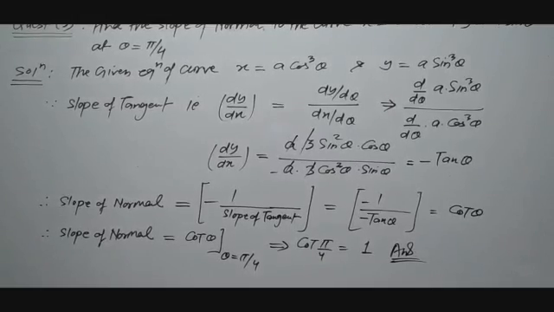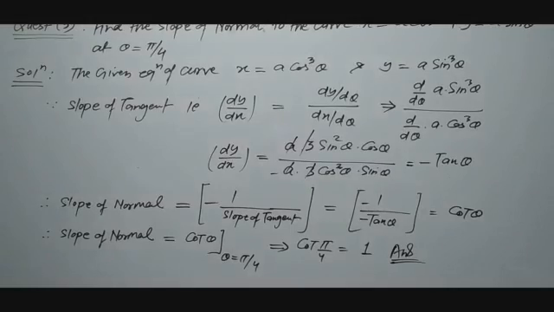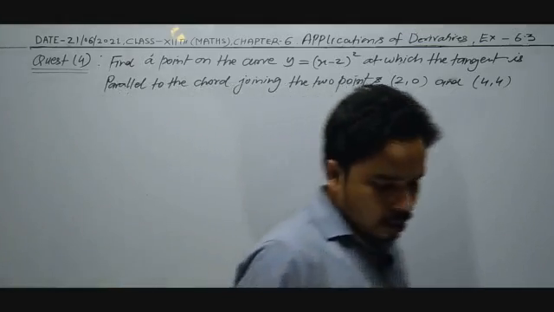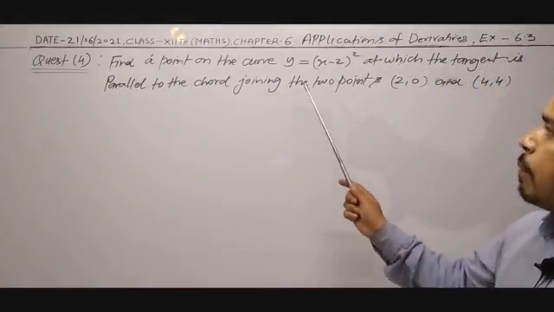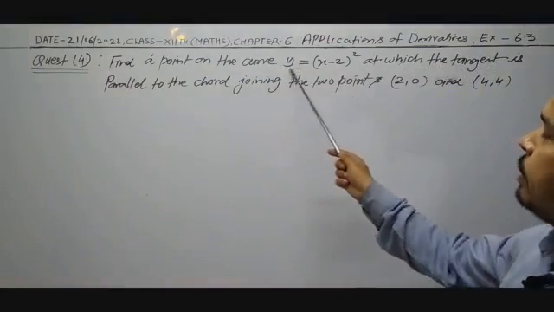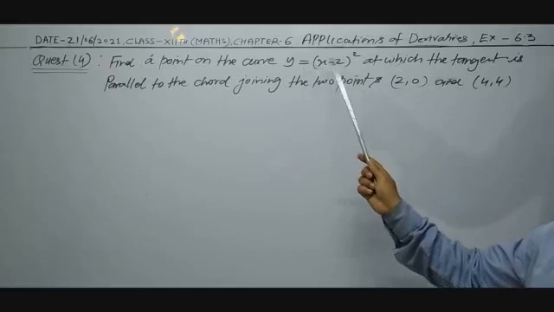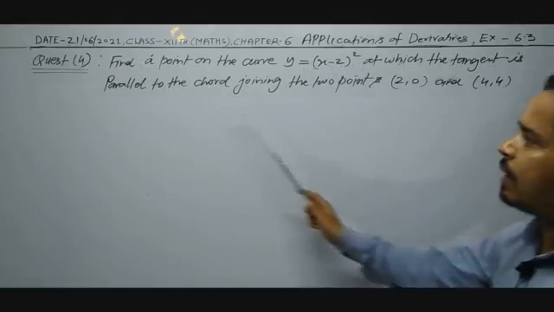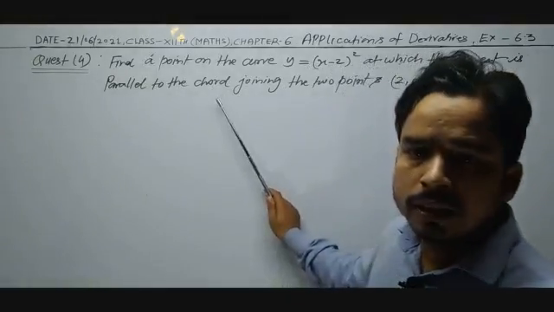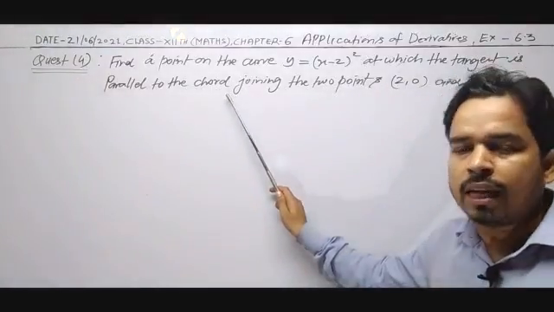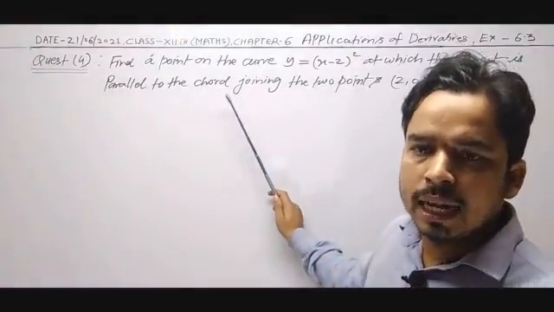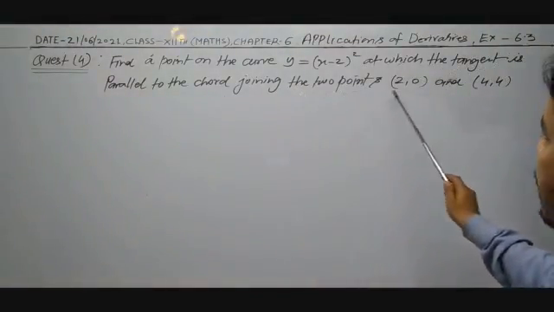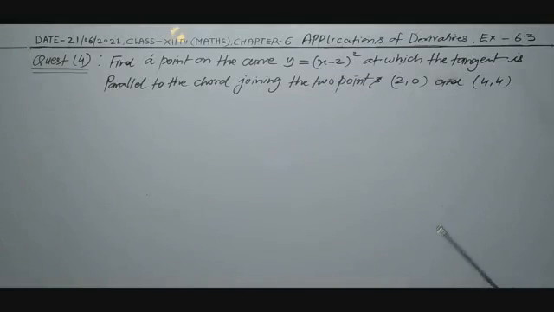Now come to question number 4. Question number 4 is: find a point on the curve y is equal to x minus 2 whole square at which the tangent is parallel to the chord. What is a chord? A line joining any 2 points that lie on the curve is known as a chord. The chord is joining 2 points, and the 2 points are given.